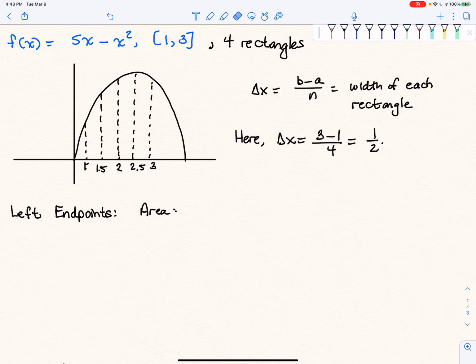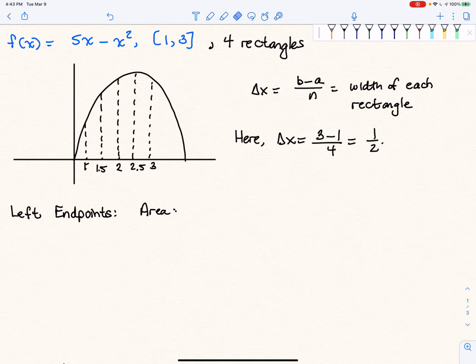All right, so the goal for this video is to approximate the area between f of x equals 5x minus x squared and the x-axis. What we're going to do is use four rectangles of equal width because we really don't have a way to find the exact area yet. We don't know how to deal with parabolic shapes.